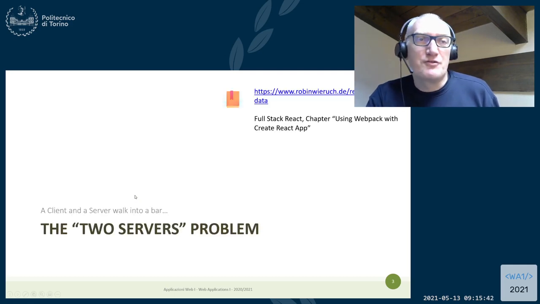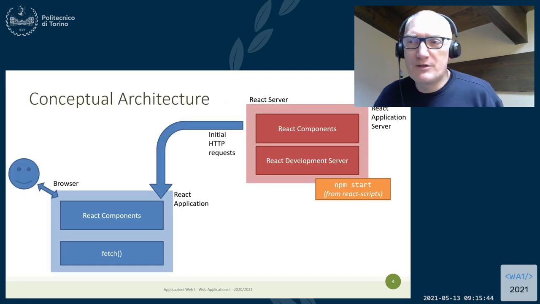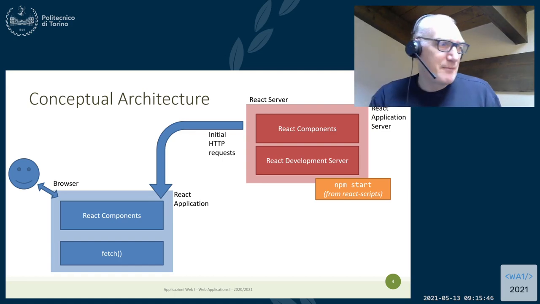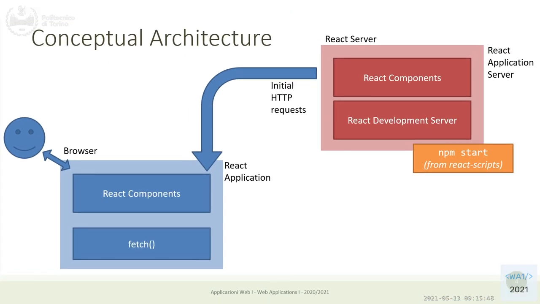But what is this two-servers problem? Let's reason a bit about the architecture. In the browser, we have our React components, and then we learned that React components can do some fetch calls to call some remote API, for getting the data, for storing a new data item, and so on.